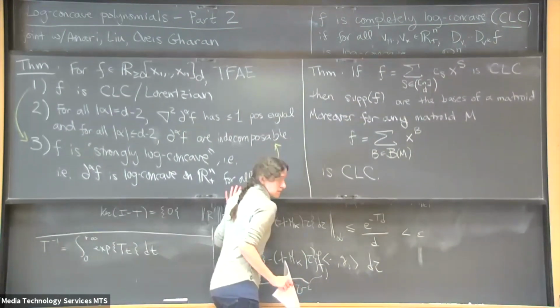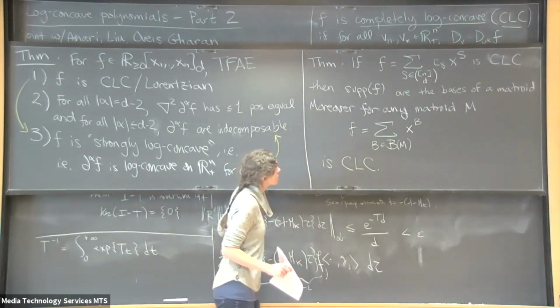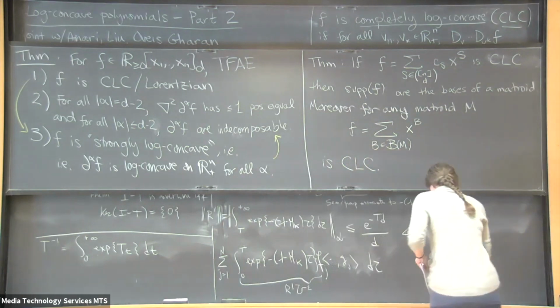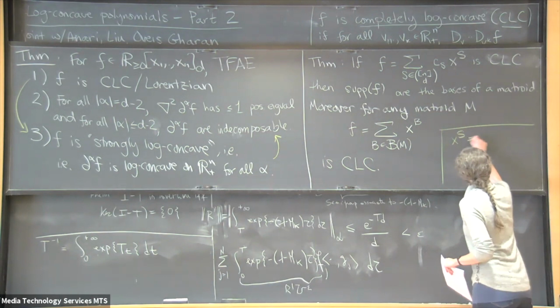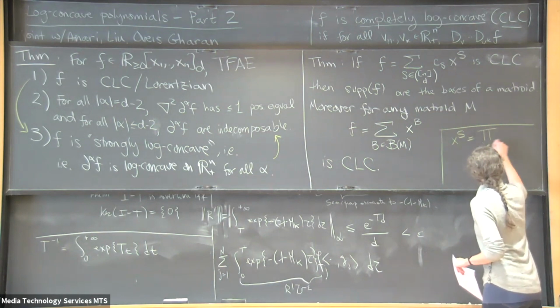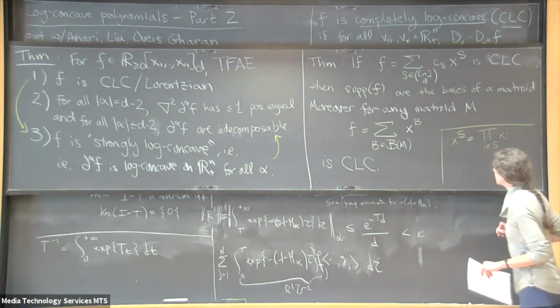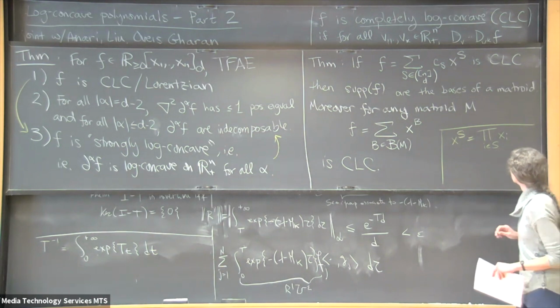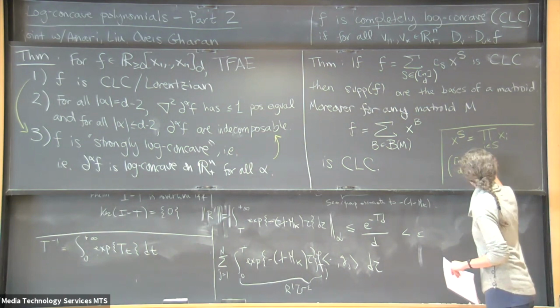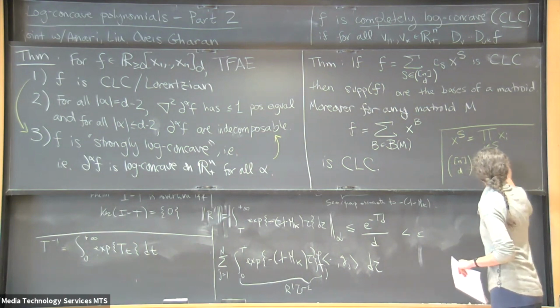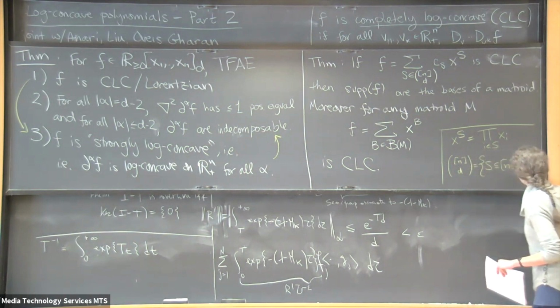Can you say what the notation is? It's binomial notation. So I'll use x to the S for the product of variables. And I'll use n choose d for the collection of subsets of 1 through n of size d.